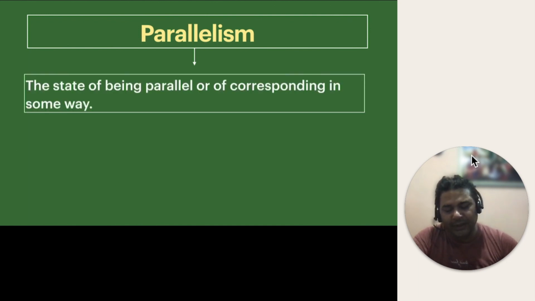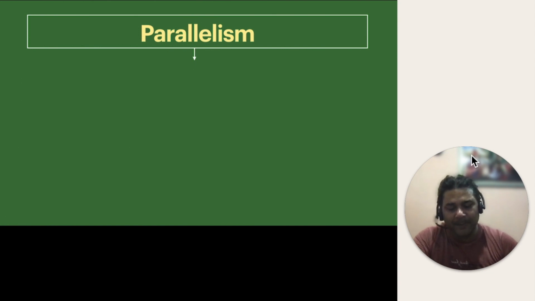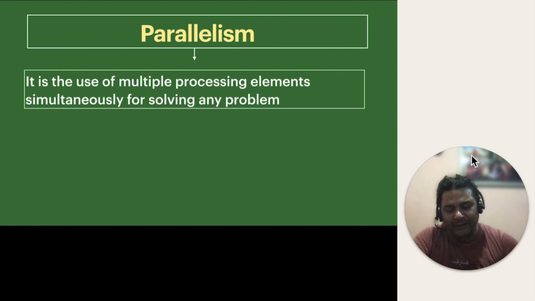So it's concurrency. Next is parallelism. The dictionary meaning of parallelism is the state of being parallel or of corresponding in some way. Here is an example of parallelism. A lady is performing multiple tasks at the same time. Suppose she is attending a call, and at the same time she is working on the computer, and at the same time she is taking a tea. So she is performing multiple tasks at the same time. So it's parallelism. The definition of parallelism is the use of multiple processing elements simultaneously for solving any problem.